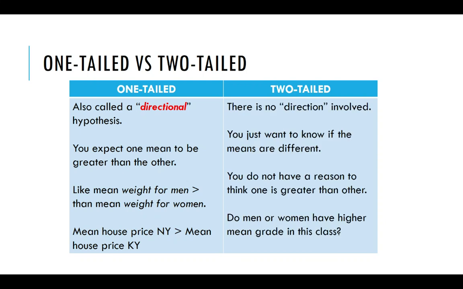For two-tailed tests, however, there's no direction involved. So think of this more as exploratory. You just want to know if the means are different. So maybe you have reason to believe means are different, but you don't really know if one mean is going to be bigger or smaller than the other. For example, do men or women have higher mean grades in this particular class, right? My MBA class. Well, I don't have any idea if men or women are going to have higher mean performance. So this is not directional, right? It's purely exploratory.